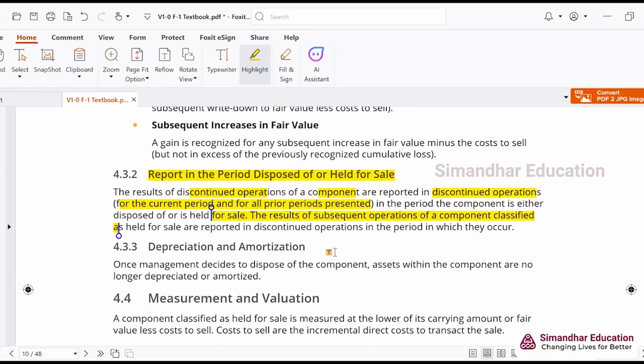So sometimes what happens is you have held it for sale. Let us say you have decided that you will sell a division, but immediately the division will not be sold. The division will continue to operate for some time. Even that income or expense is shown as a part of discontinued operation. Then once the management decides to dispose of the component, the assets within the component are not depreciated or amortized. Basically meaning, if I have decided that I will dispose of a particular component, then we will not depreciate or amortize that particular component.